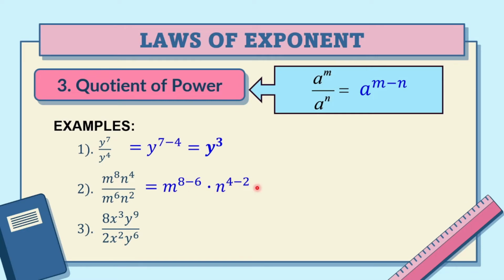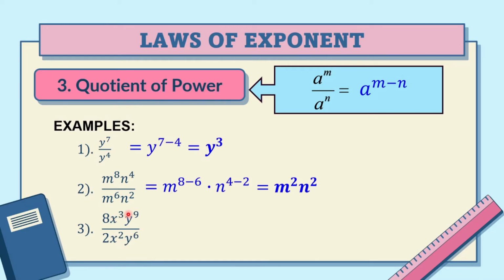Okay? So, get the difference. We have m, copy the base, 8 minus 6, that is 2, times n raised to the power of 4 minus 2, that is squared. So the final answer is m squared n squared. Okay, now let's proceed to the third example.